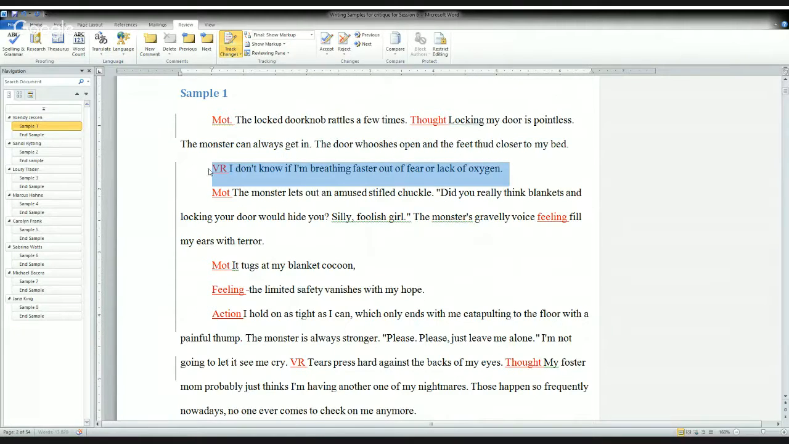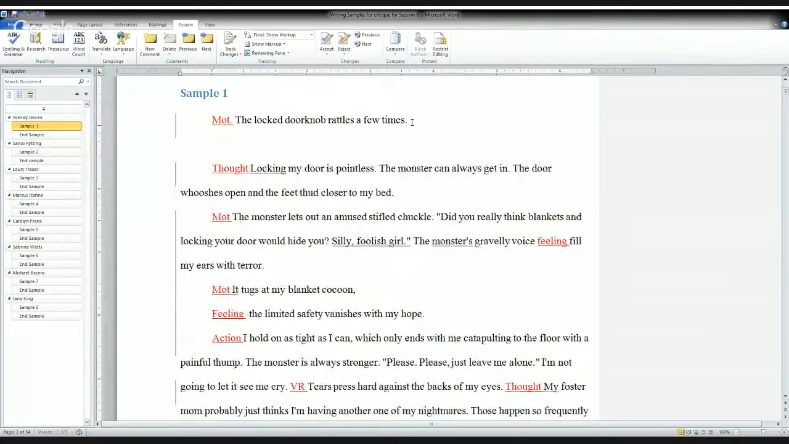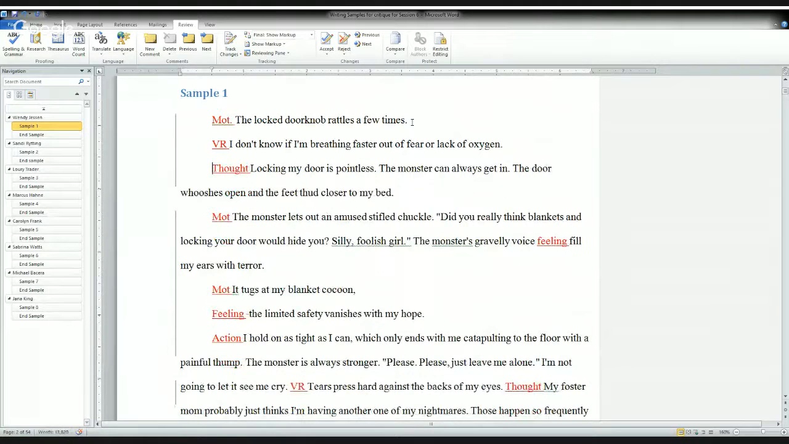And again, this is totally small ticky-tack stuff, but if you were going to put it in the order recommended there, should I undo track changes? I don't want to, but if you were going to put it in the order, you would take that and you would put it here. The doorknob rattles a few times. I don't know if I'm breathing faster out of fear or lack of oxygen. Locking my door is pointless.